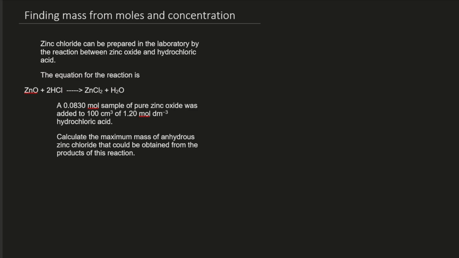It says zinc chloride can be prepared in the lab by the reaction between zinc oxide and hydrochloric acid. The equation for this reaction is as follows. A 0.083 mole sample of pure zinc oxide was added to 100 centimeters cubed of 1.2 moles per decimeters cubed acid. So here we've got some really useful information, and we know that it's a zinc oxide. Now zinc oxide is a solid that's reacting with an acid.